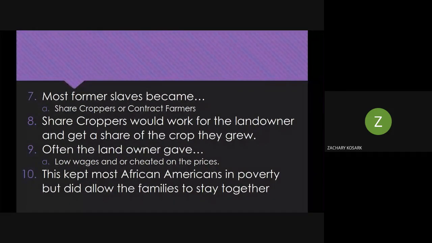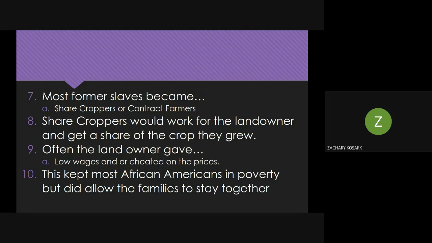Sharecroppers basically set up a system where they work for a landowner and they get a share of the crop that they grew. Now, if you just think about this, on one end, before the war, you have African Americans working on plantations for a landowner for no wages. So a slave is somebody that works on the land for the landowner and they get nothing out of the equation. A sharecropper, in an ideal situation, works the land for the landowner and gets a fair wage or a fair part of the profit.